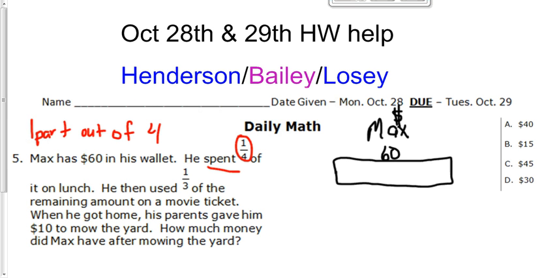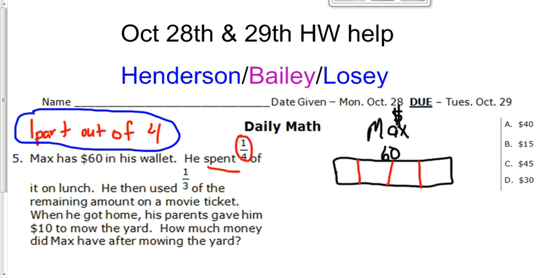As I was saying, this means one part out of 4 equal parts. So what we want to do here is take our whole thing and break it into 4 sections, 4 equal parts. If I'm breaking it into 4 equal parts, that's the same thing as 60 divided by 4.